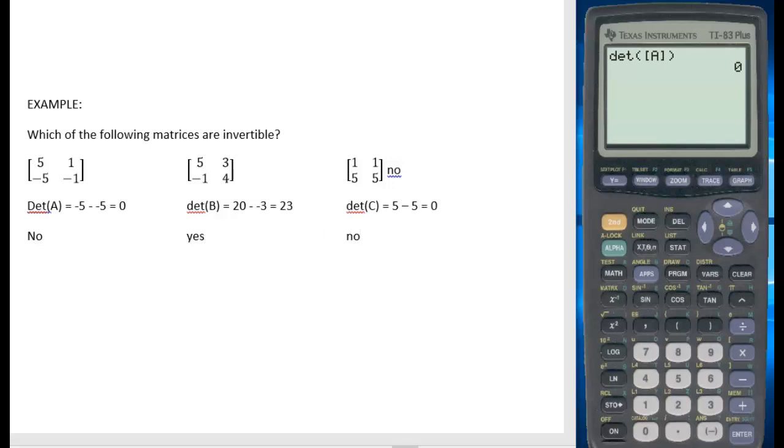So however you want to do it, with finding the determinant and then determining from there what that means as far as an inverse or not, or if you want to just plug in the calculator and say find the inverse and see if it works. Either way, you will get to the right answer.